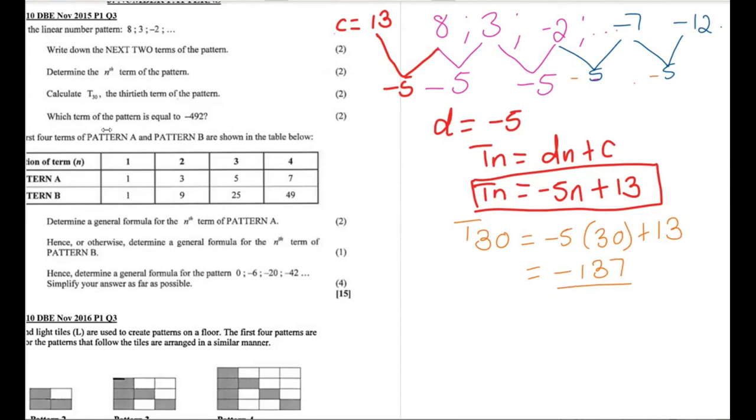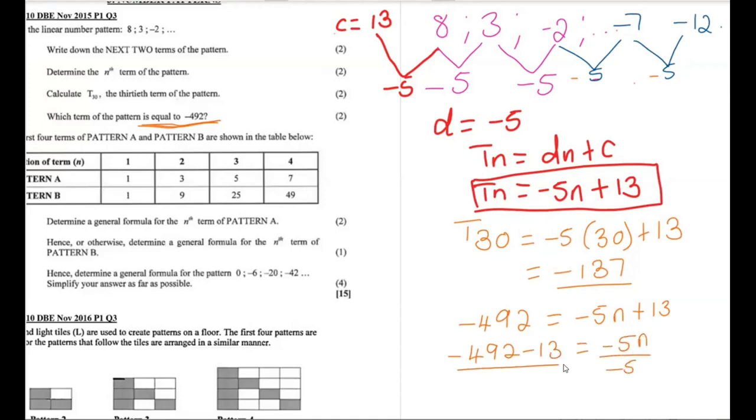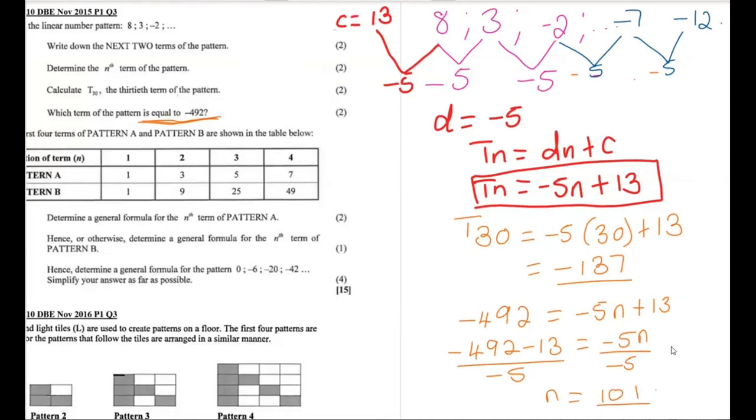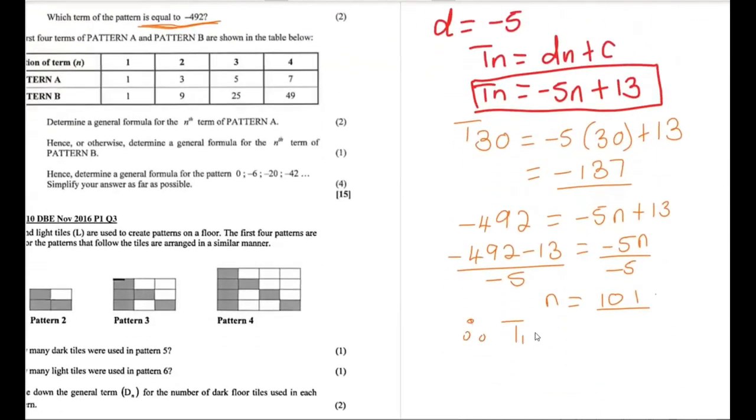Now, which term of the pattern is equal to -492? What are we trying to find? We are trying to find n. So we go to the general formula where we replace Tn with -492, equal to -5n plus 18. Let's bring the other number across: -492 minus 18 equals -5n. That gives -510, divided by -5, so n is equal to 102. Therefore, T102 is equal to -492.